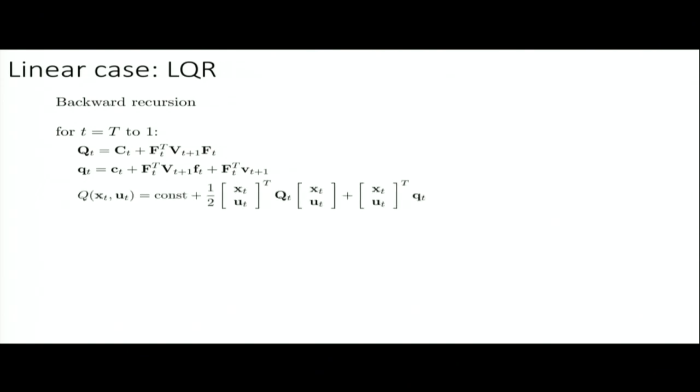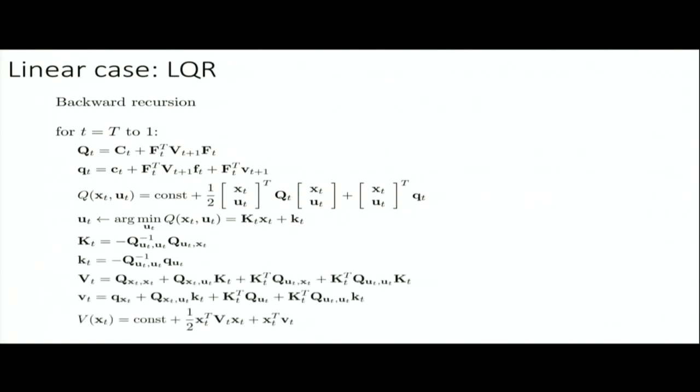We get our quadratic Q function. We figure out the u that minimizes that quadratic Q function to get capital K and lowercase k. We plug those in to evaluate the value function, the uppercase V and the lowercase v, and we get the value function. And now we're ready to start over again. So once we've got that value function, we have everything that we need for the preceding time step. And we just keep going like this until we get to time step 1.